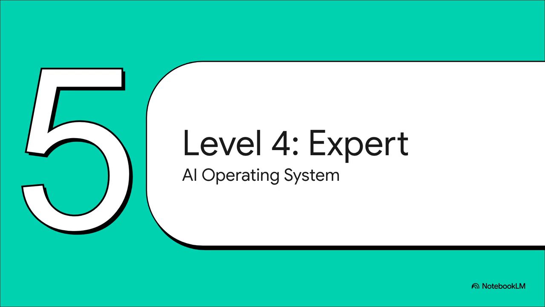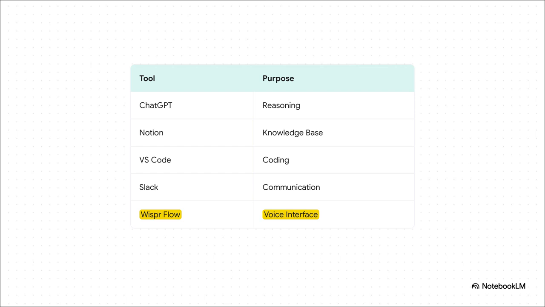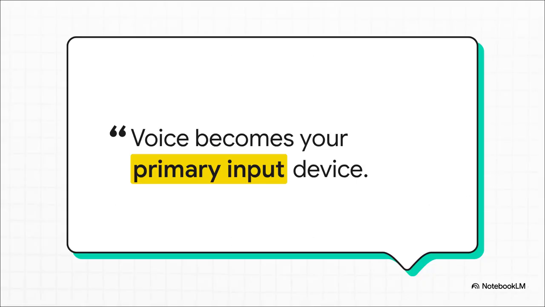And now we've arrived at the final level, the expert workflow. This is the point where the tool stops being just another utility on your computer and becomes a fundamental part of how you interact with everything. See, at this expert level, Wispr Flow becomes the central command hub in your entire tool stack. It's not just a typing tool anymore, it's the voice interface for everything else. You use it to talk to ChatGPT for reasoning, to Notion for organizing your knowledge, and to VS Code for your development.